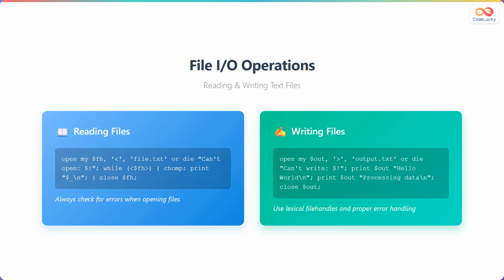filehandle variable, < symbol for reading, and file name. Always include error checking with the or die statement to handle file opening failures. Read file contents line by line using a while loop with the angle bracket operator. Remember to chomp each line to remove trailing newlines and close the file handle when finished. Writing files follows a similar pattern, but uses the greater than symbol for output mode. Always verify successful file operations and use lexical file handles for better code safety and maintainability.